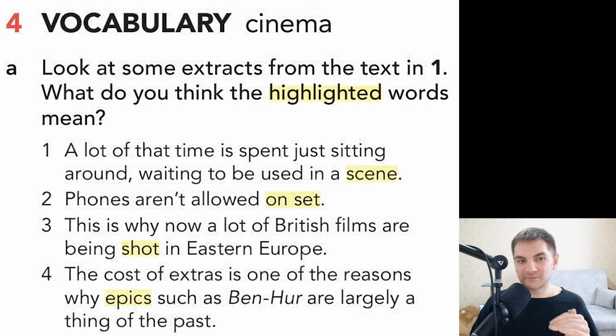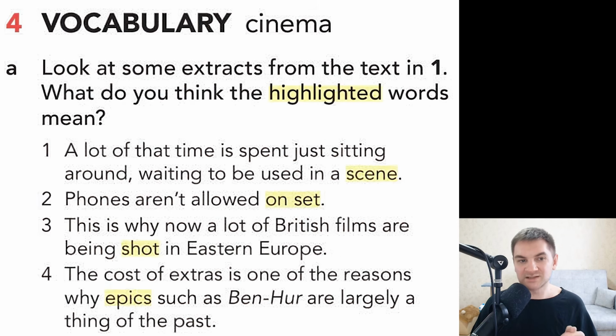Part 4. Vocabulary, cinema. Alright, let's move on to vocabulary, and this is all about, guess what? Cinema, films. So let's dive in. Part A, guess from context. Okay, first part A. This is a vocabulary discovery task.